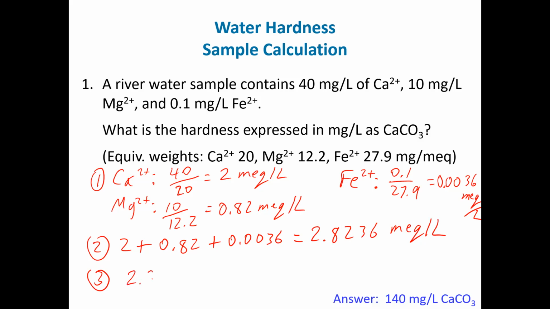So it's 2.82, and it's times the equivalent weight of calcium carbonate, which I didn't list on here, but it is on the previous slide, which is 50, what are the units? Milligrams per mil equivalent. So multiply 2.82 times 50, and I get 141. So 141 milligrams per liter calcium carbonate.